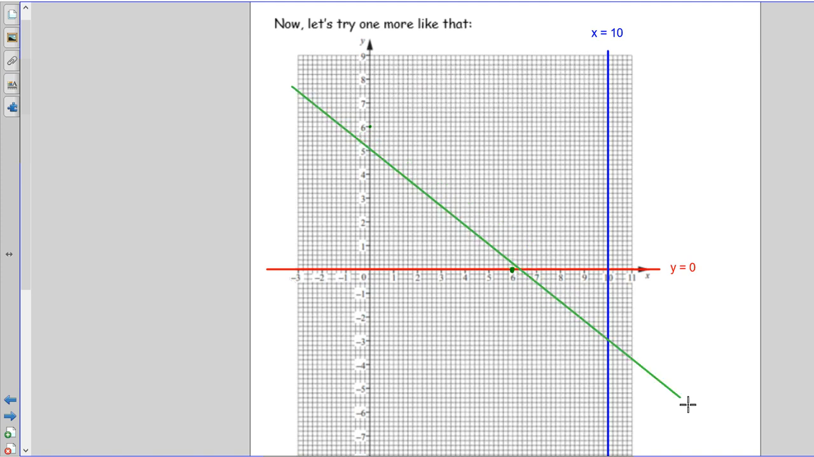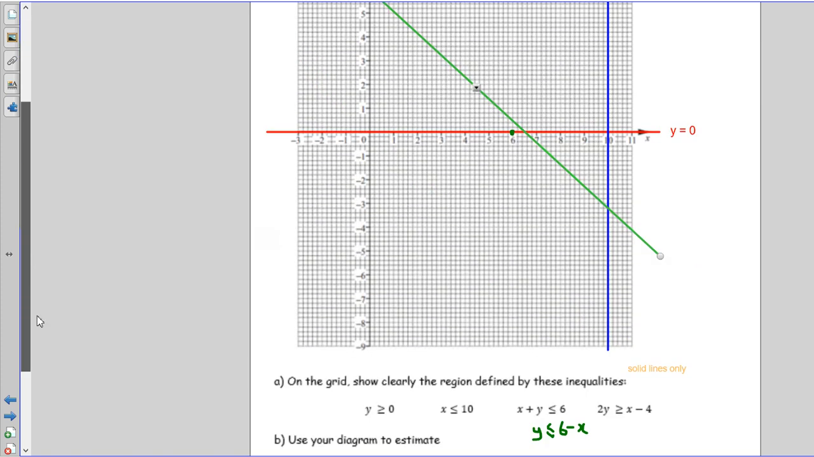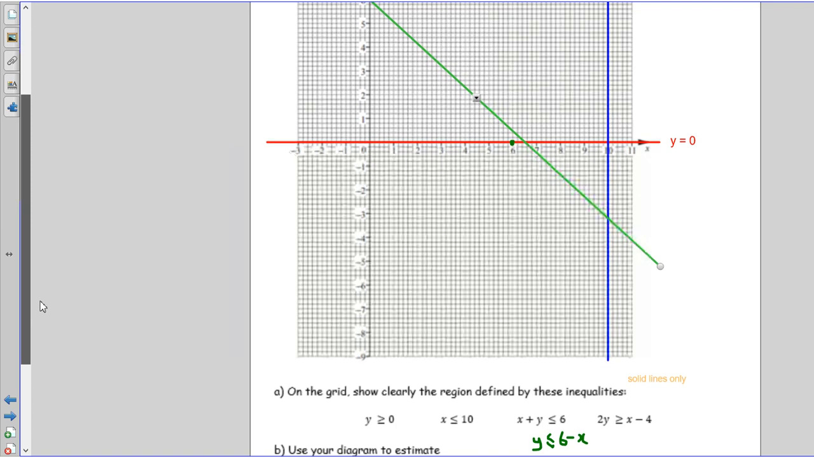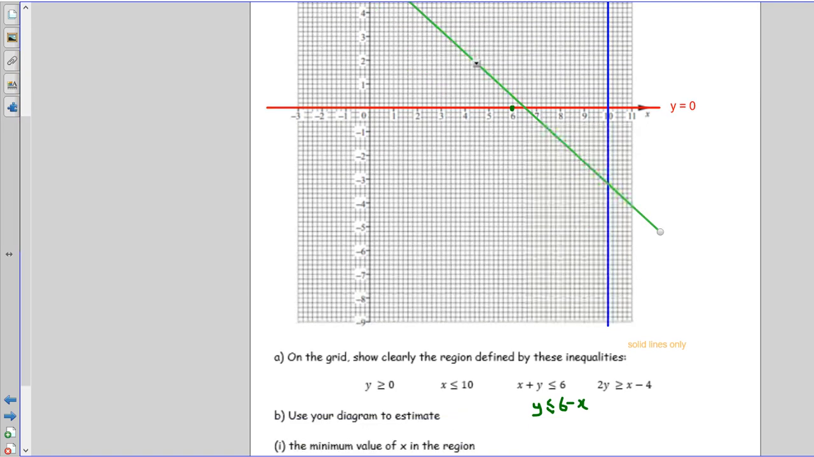Make sure it goes through a fair bit. I'm going to need to neaten mine up a bit. Make sure it goes through the right point. My x-intercept is 6 and my y-intercept is 6 if you work it out using the table method. Yeah, it makes sense. Y-intercept is 6 and it's a negative gradient. And I haven't labeled it, have I? No. So we want to label that.